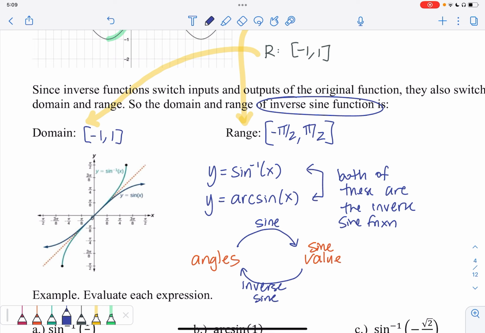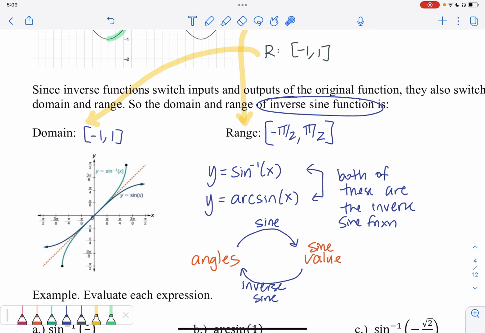But because of this weird way that we had to make this inverse function, we are only spitting out angles between negative pi over 2 and pi over 2. That's how it can still be a function. We can only have one output, and so those outputs need to be between negative pi over 2 and pi over 2. This little diagram is going to help us when we think about sine and inverse sine, because it's easy to get it mixed up. Sine is, we put in an angle, we get out some value. And now what is inverse sine going to do? It's going to take that sine value and say, where did this come from, right?